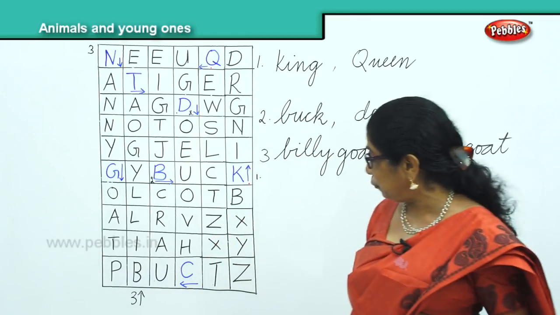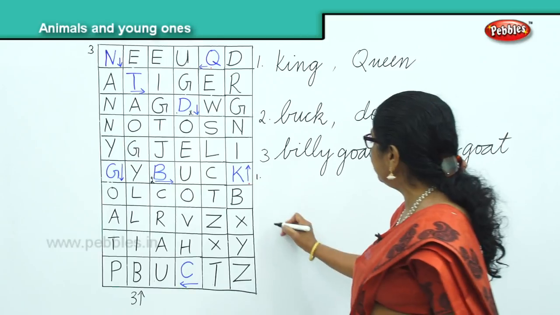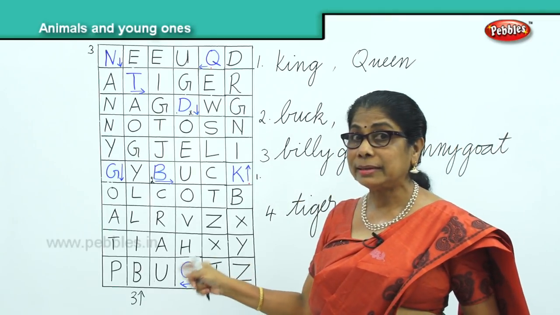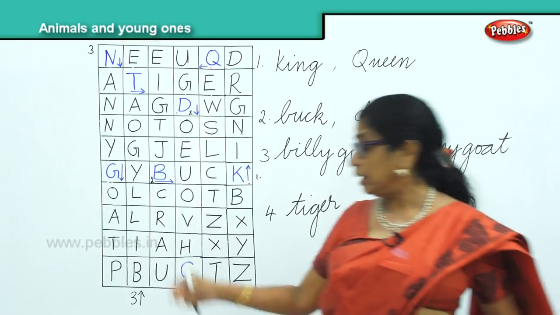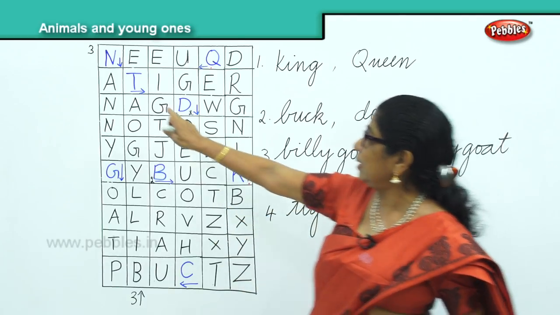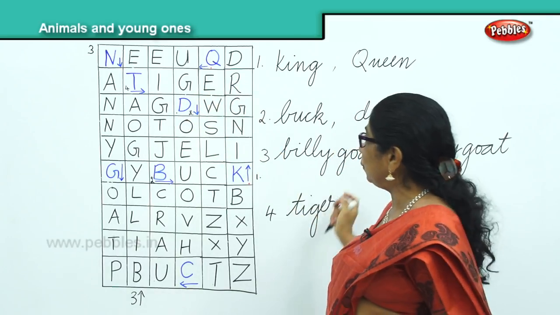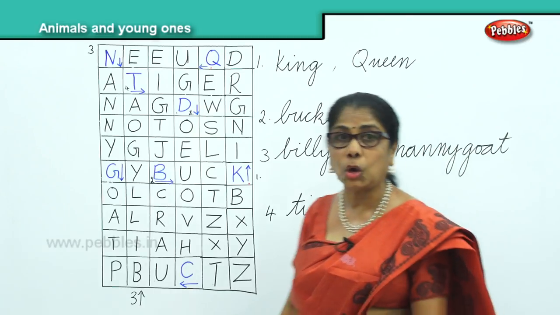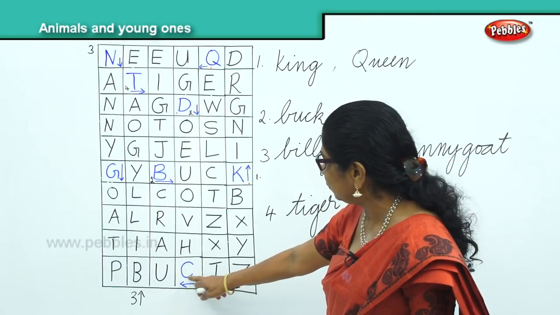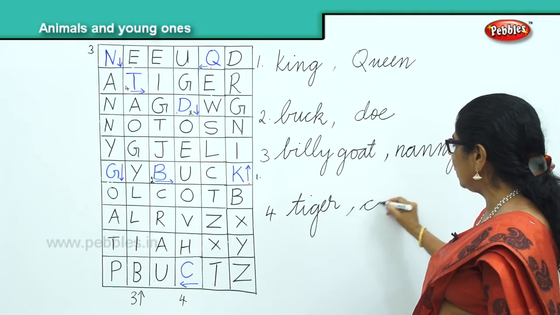Now let's find number four. Tiger. Tiger and the baby. Let's find the tiger and the baby. Where is number four? We will find tiger. Here we found male, female. Here we are finding tiger's baby. We are going to find the baby of the tiger. Now where is tiger? Find tiger. Where is it? T, that is number four. I-G-E-R. So we found tiger. Now what is tiger's baby called? Baby is called cub. Now where is cub? C-U-B, cub. The baby of the tiger is called cub.